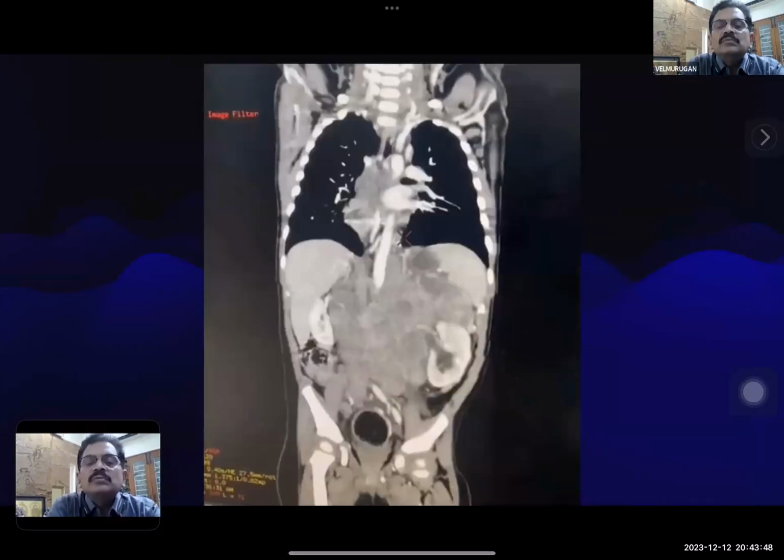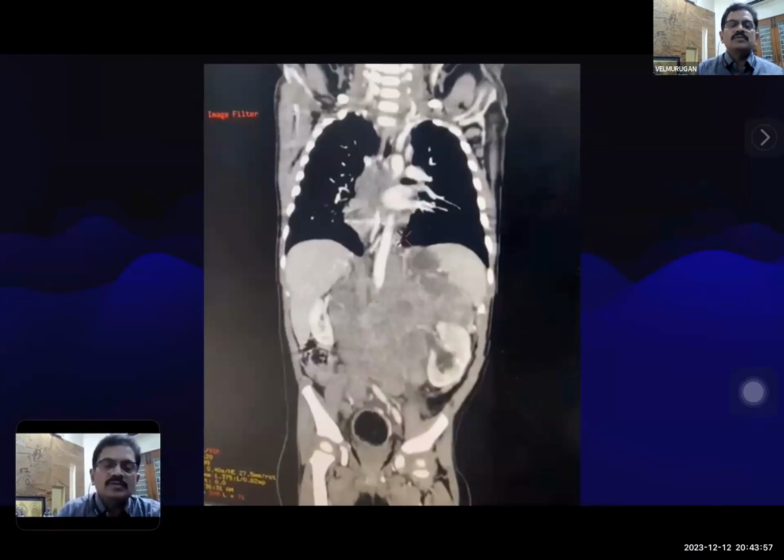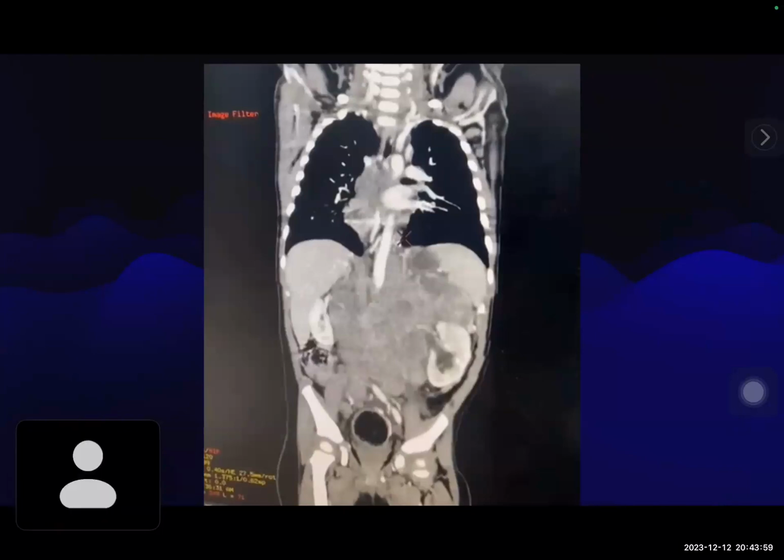The recon film. Okay. What is your interpretation, sir? Read it out. Yes, sir, this is a coronal section of the chest.